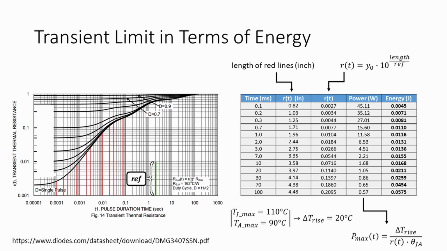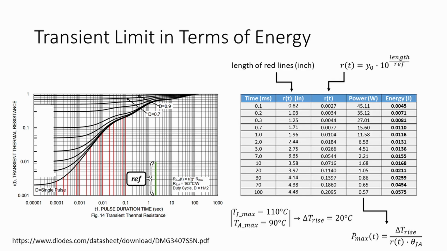In this case, the single pulse curve is the one to use. The red lines were added as measurements of the single pulse line. This is done just by taking a screenshot of the datasheet graph and adding red lines in PowerPoint. The green line is added and used as the reference.